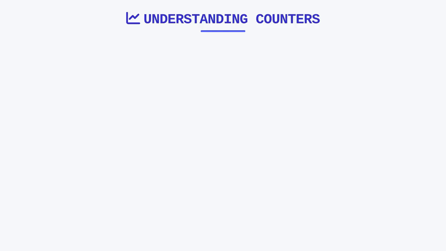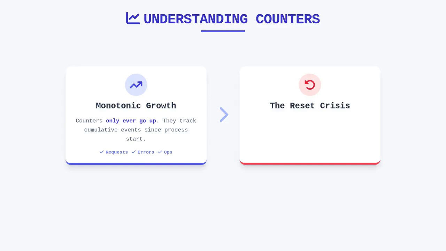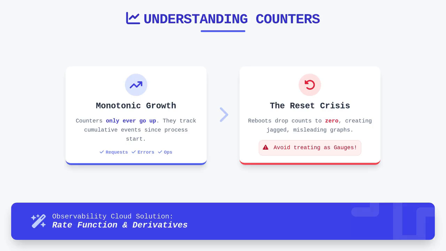Counters serve a different purpose entirely, as they track cumulative event occurrences that are, by design, monotonically increasing. A counter will only ever go up, recording the total number of operations, requests, or errors since the start of a process. The primary challenge when dealing with counters is managing the inevitable reset that occurs when a system reboots or a service restarts, as the total count will drop to zero. Observability Cloud handles these resets by calculating the difference between successive samples, but you must account for the interval over which you are measuring to derive meaningful rates like requests per second.